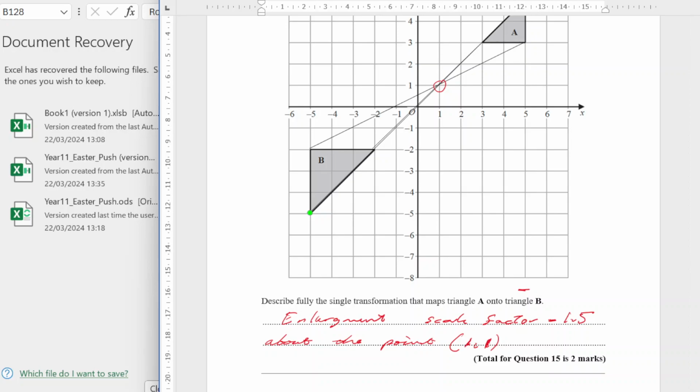And let's just have a quick look at the mark scheme. So the mark scheme says 2 marks for an enlargement, scale factor of minus 1.5 and center 1, 1. And you can pick up 1 mark if you've spotted that it's an enlargement of minus 1.5 or the enlargement and the center of 1, 1.